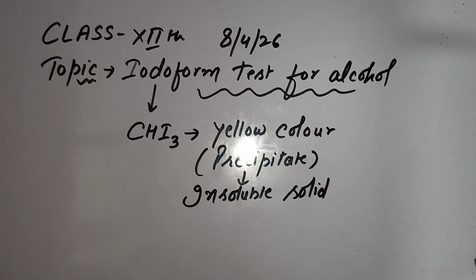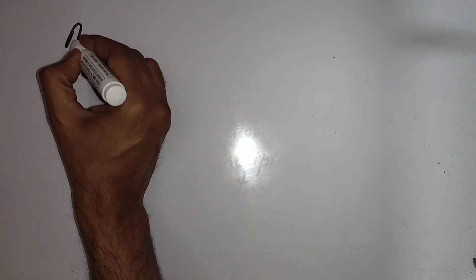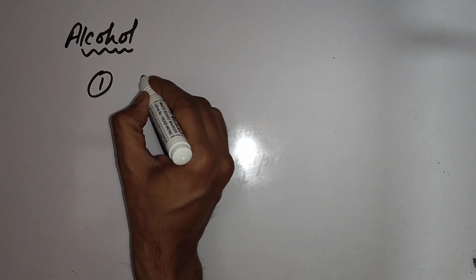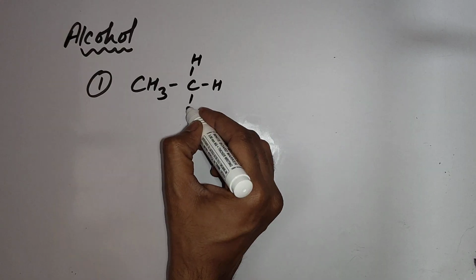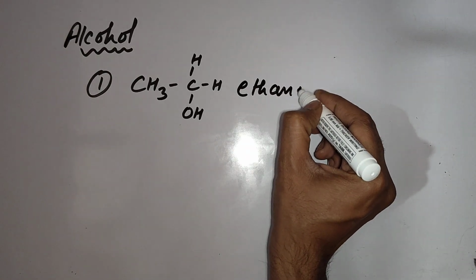Now, what kind of alcohols can give a positive iodoform test, and what chemicals are required? Let's check. Number one, which alcohol can give a positive iodoform test, meaning which will give a positive result in the iodoform test? The alcohols are, number one, this alcohol. It is very well known to us, we call it ethanol.